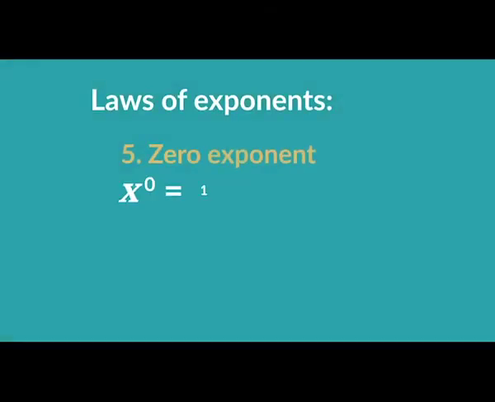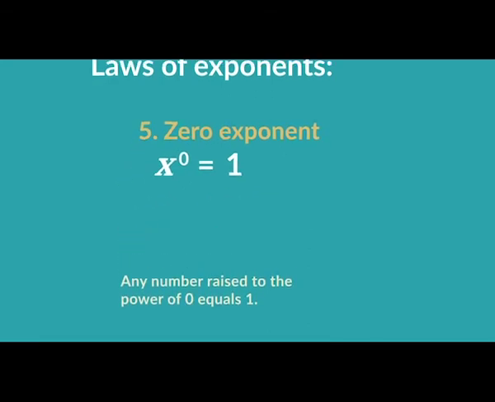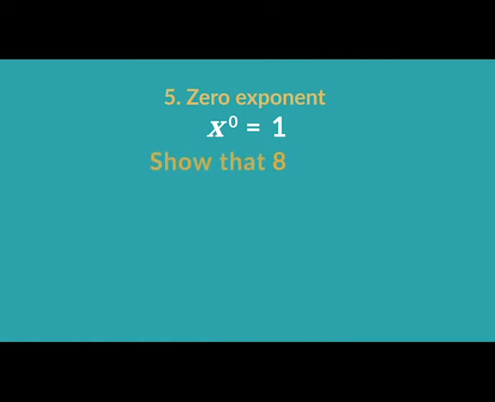The zero exponent law states that any number raised to the power of 0 equals 1. We'll demonstrate this law is true and show that 8 to the power of 0 is equal to 1. There are many other possibilities, but let's say that a calculation that would give 8 to the power of 0 could be 8 to the power of 3 minus 3.